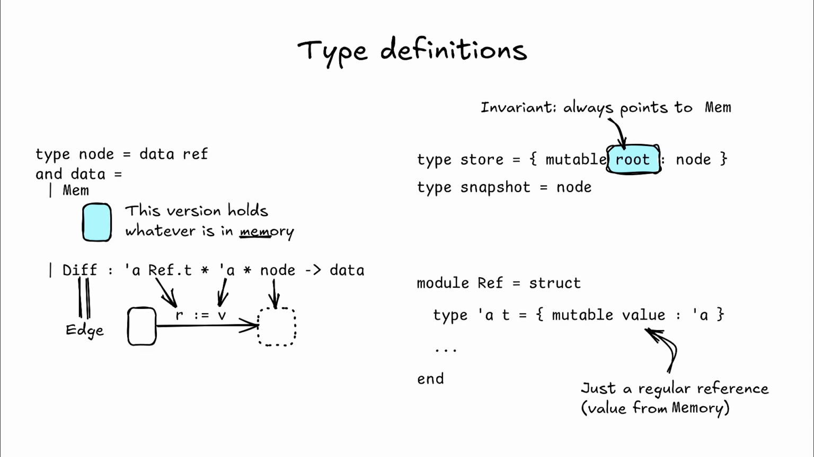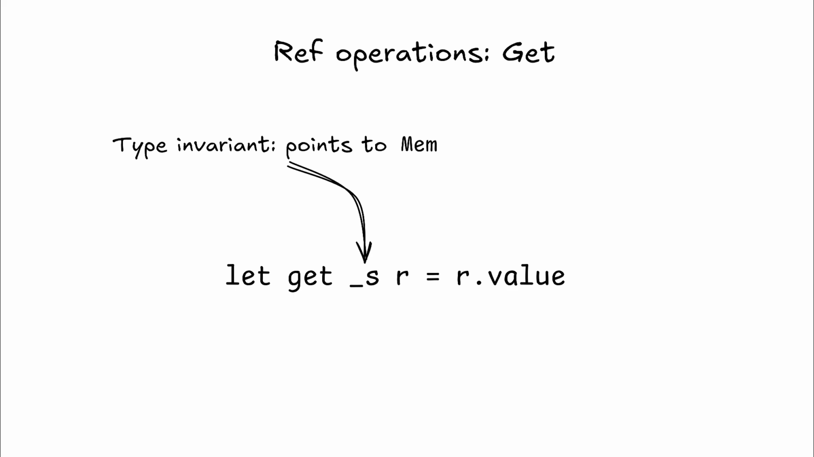Or it can be a diff node, which is an edge in the graph that I've just presented, where you have information about the reference that you're going to modify, the old value of the reference, and then a pointer to another node that will ultimately point to the mem node, the current node. We have an invariant on the store type that we have a mutable reference to the root, which is always going to be the mem node, and the snapshot is just a node. And in the same way, a reference is just a regular reference because we are going to write the appropriate value when we go through the different versions of the data structure.